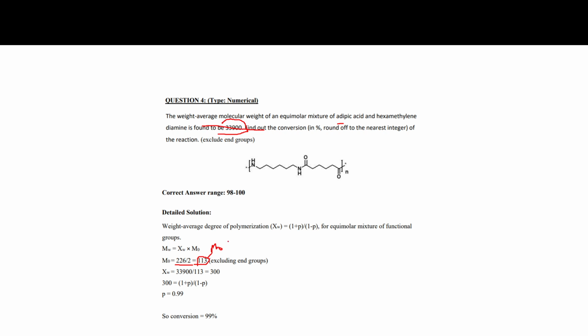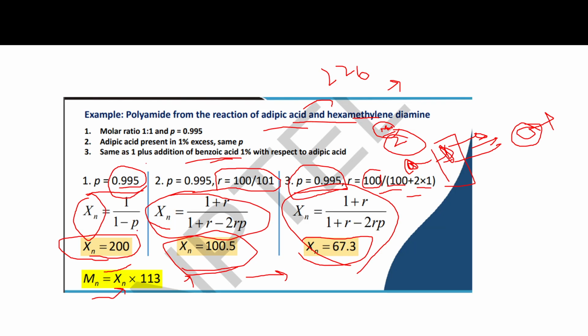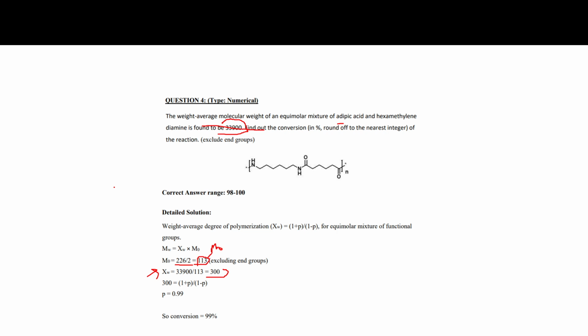So you get the calculation of m0 value, and here the weight of the polymer is already given, 33,000. From there we can get the degree of polymerization. The degree of polymerization is related to Xw, the weight average degree of polymerization. From that you get a degree of polymerization of about 300, and you know the equation: Xn equal to 1 plus P by 1 minus P.